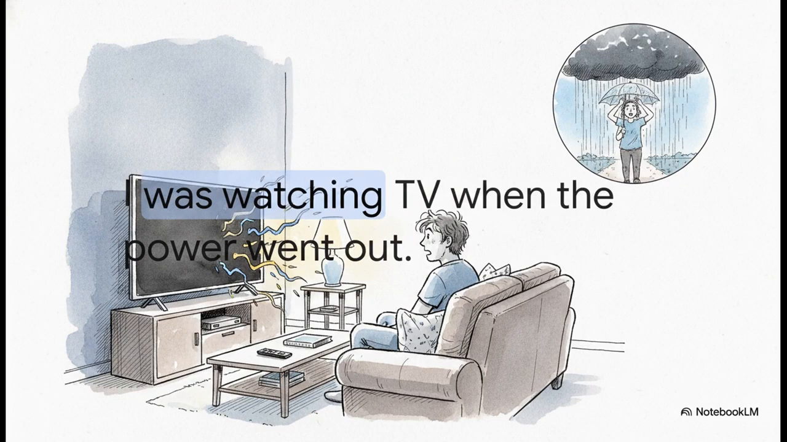Okay, here's Rule A, interrupted actions. This happens when an ongoing action in the past gets cut short by another action. For example, I was watching TV when the power went out. Or while she was walking to work, it started to rain. There's a totally crucial detail to notice here. Look at how we use the word while right before the past continuous clause, while she was walking. And then we use when before the simple past clause, when the power went out. Honestly, that is the secret sauce for pairing these tenses perfectly.